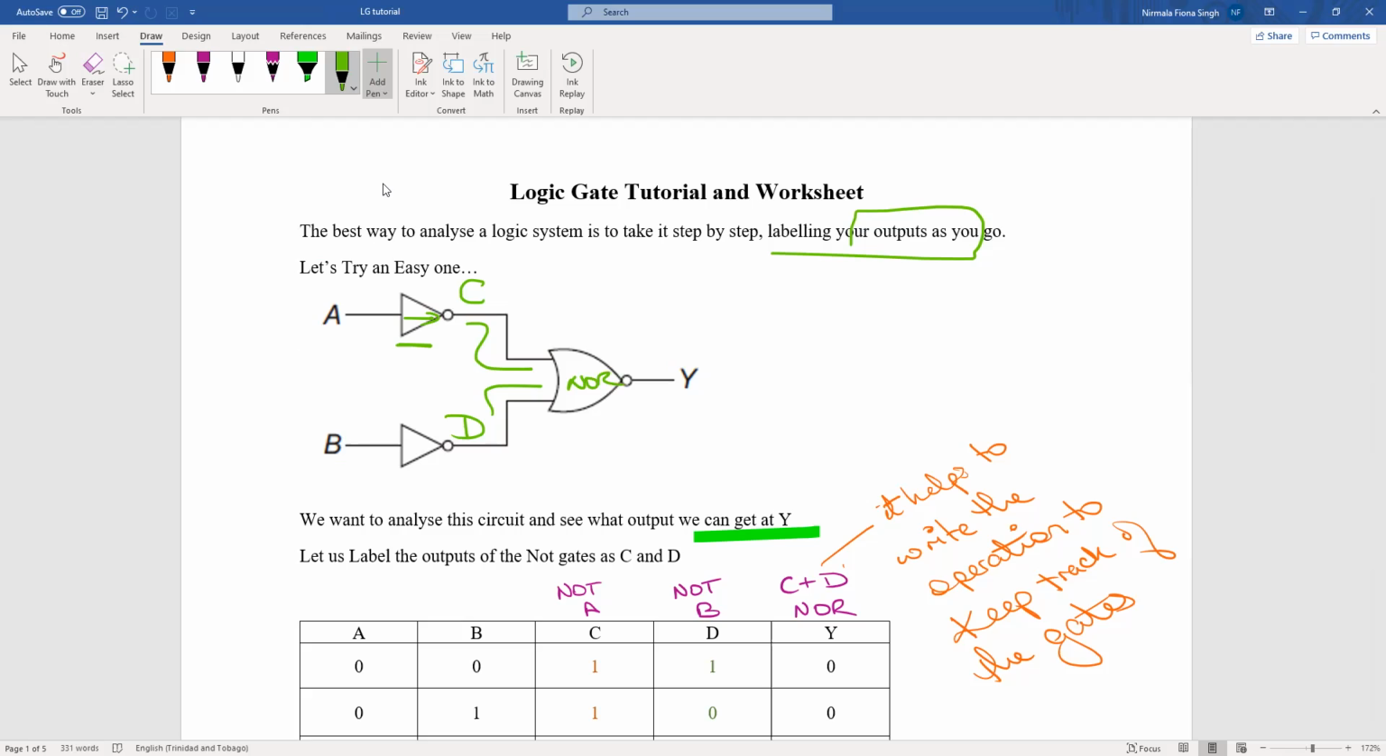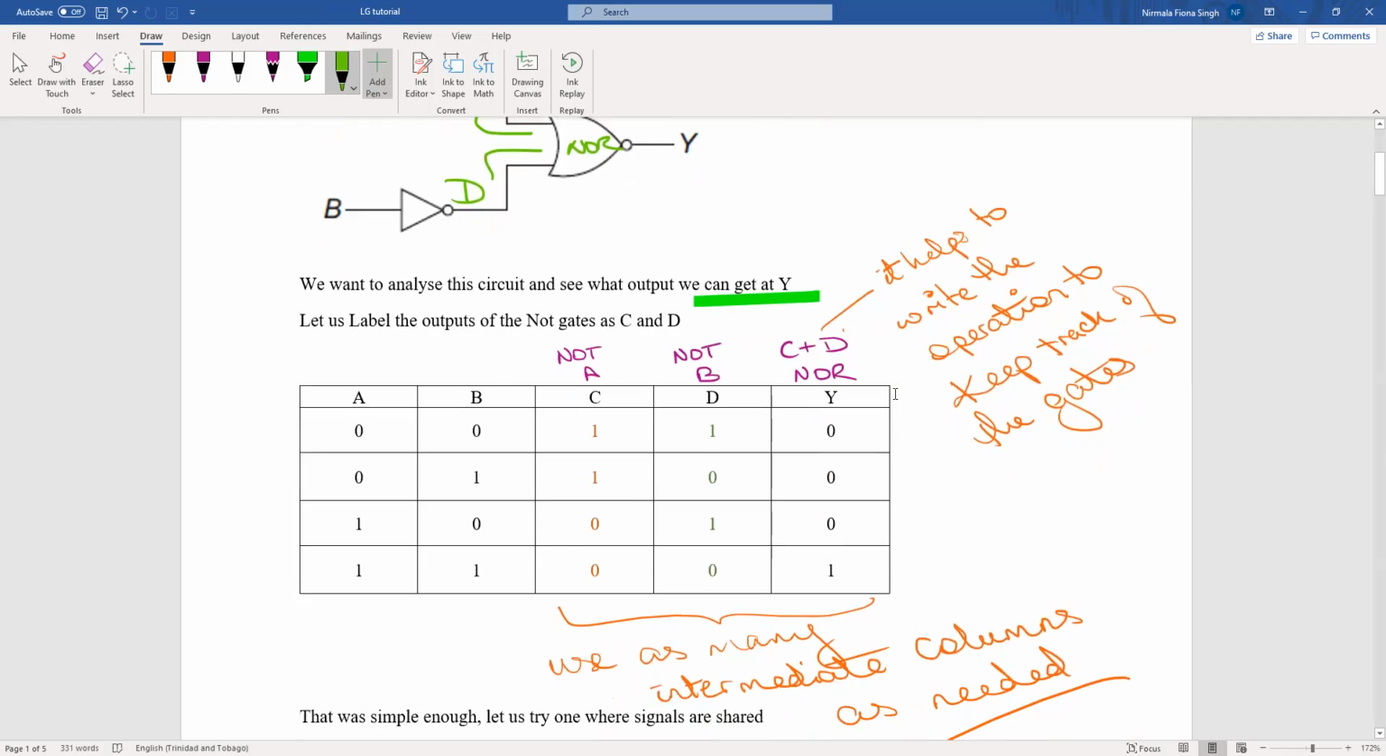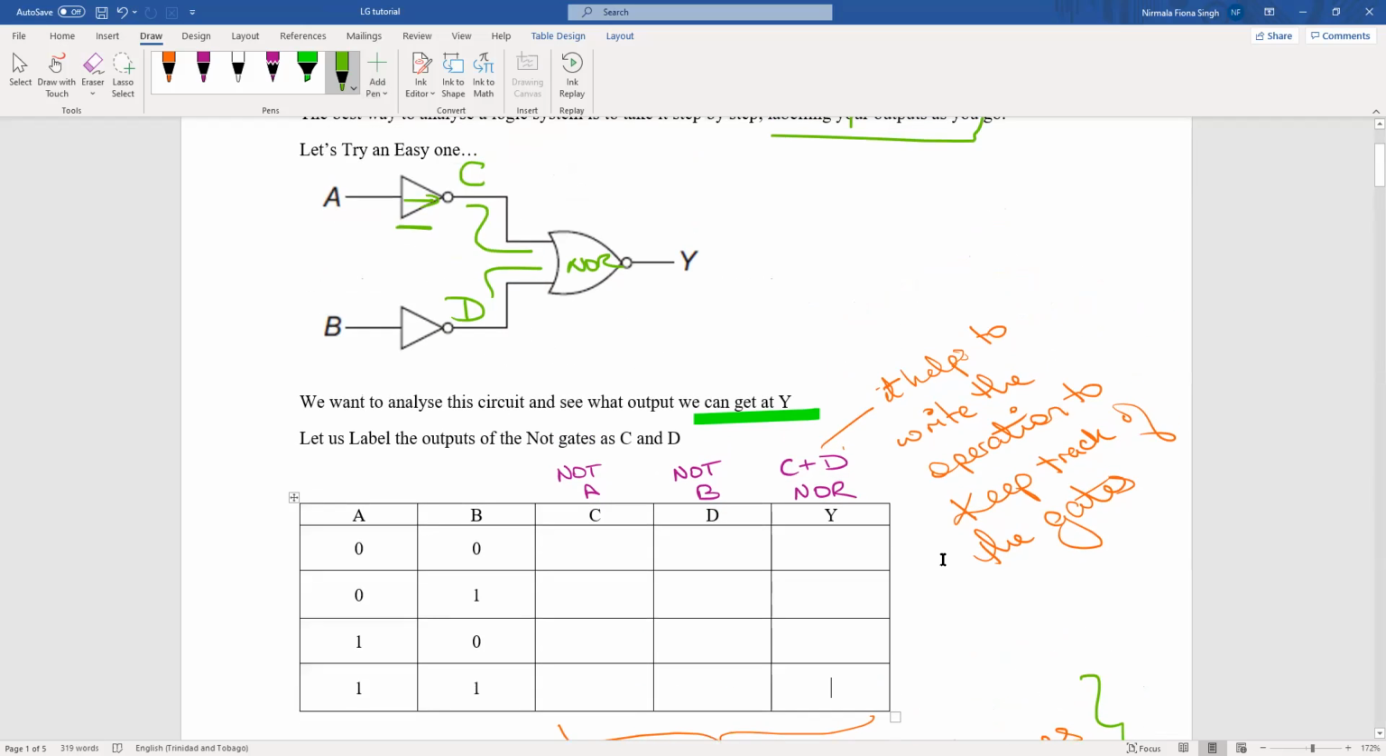So when we're doing our tables, now we can go ahead and write down our stuff. If we were given this table normally, I would just extend my table to put in all my intermediate steps. As I said, you can use as many intermediate columns and steps as necessary. You don't have to make too many, because we only have 3 gates here, so we should only have 3 extra columns added. So I have A and B, and I have outputs C, D, and Y.